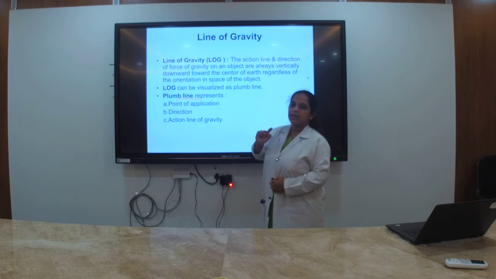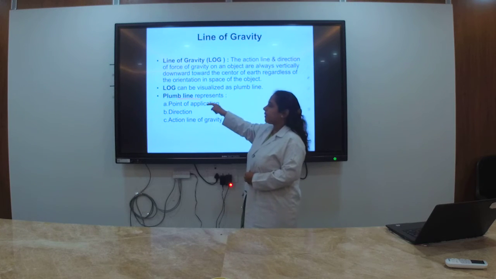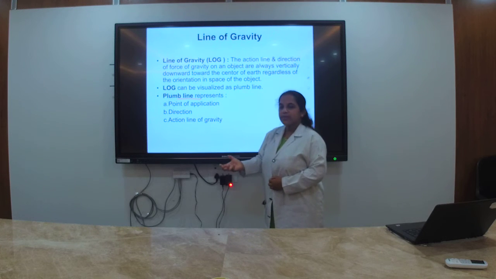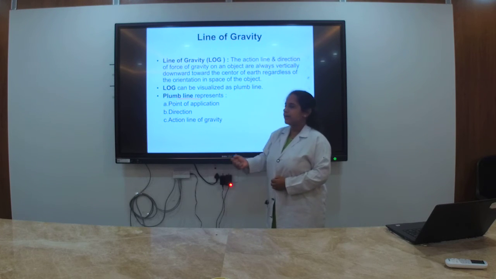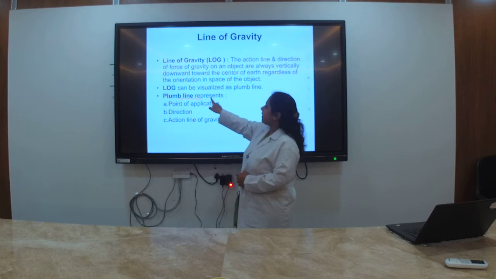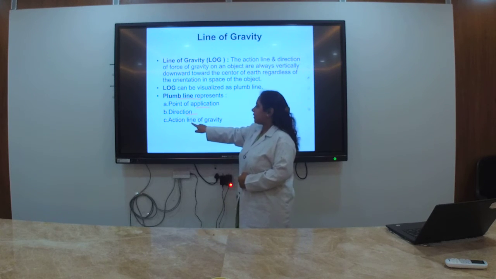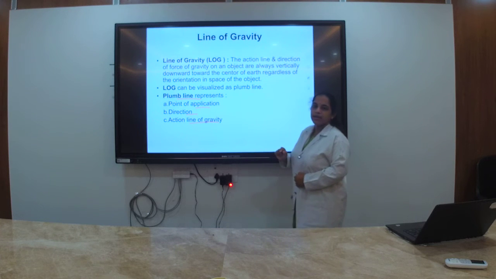You must have seen in construction site what is a plumb line. It is just a metal wire. To the end of that a heavier object is attached. So it is a plumb line, represents points of application, direction and the action line of the gravity.